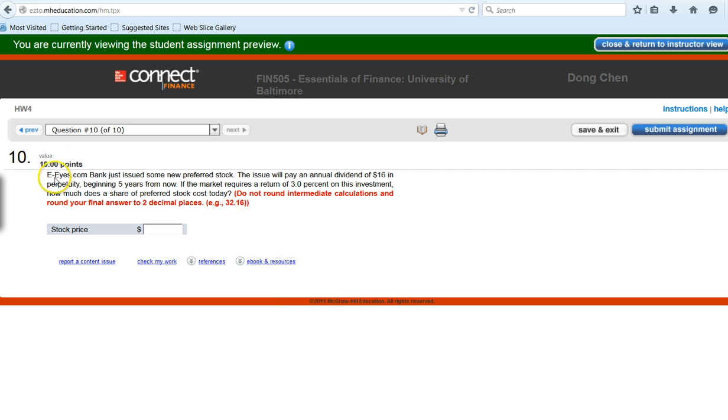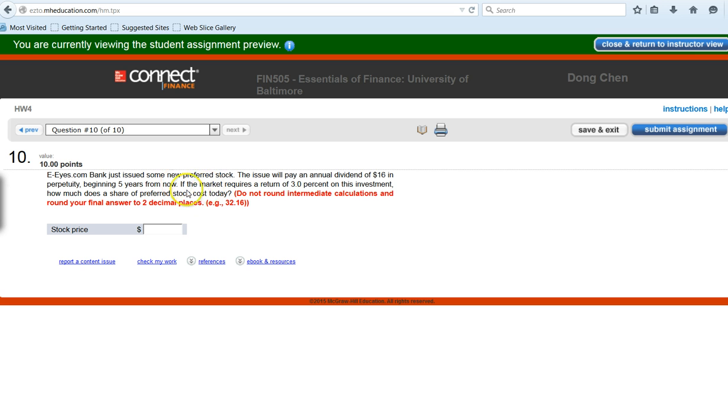So let me first just do the setup. EIS.com Bank just issued some new preferred stock. The issue will pay an annual dividend of $16 in perpetuity, beginning 5 years from now. So we said normally to apply the formula for perpetuity, we have to make sure the first payment starts from next year, but now the first payment starts from 5 years from now. So that means we cannot directly apply the formula for the perpetuity.